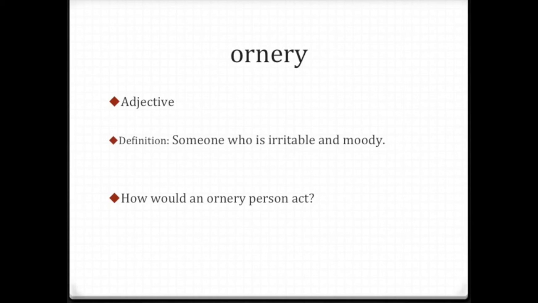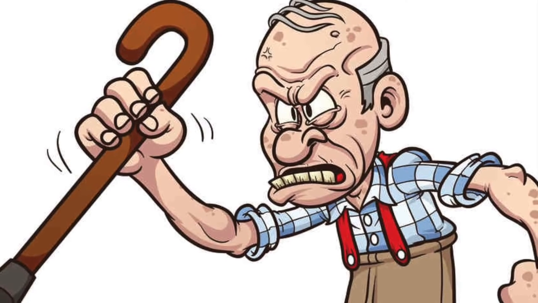The next word on the list this week is kind of fun to say. This is ornery. Ornery is an adjective or describing word, and it means someone who is irritable and moody. So you might hear this word ornery in a sentence like this. The old man was so ornery, he was always telling the neighbor kids to get off of his lawn. How would an ornery person act? Write your response on your vocab sheet.